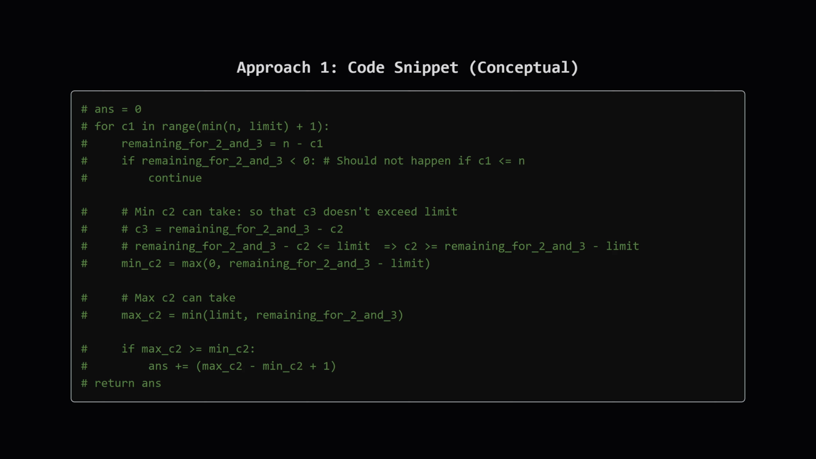If the maximum possible C_2 is actually greater than or equal to the minimum C_2, then we found some valid ways. The number of ways is just the difference plus 1. We add this to our total answer. This approach has a single loop, so it's much more efficient.